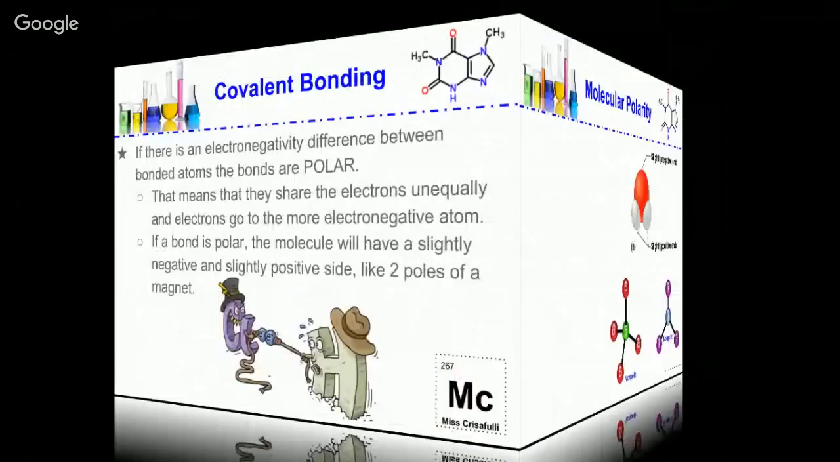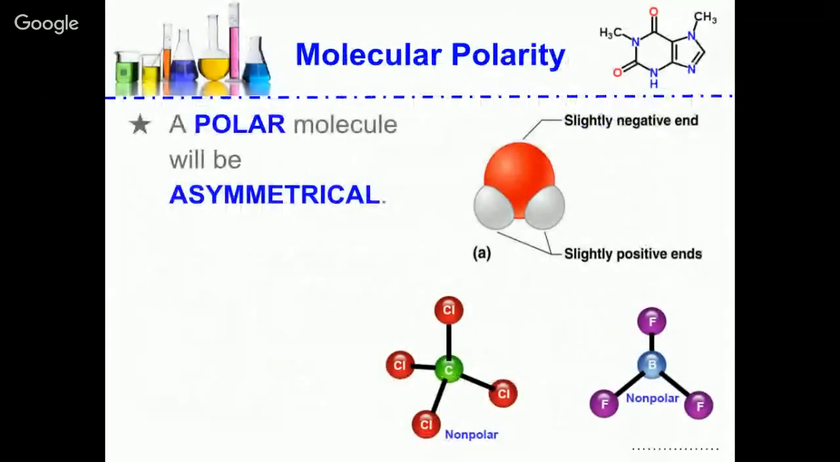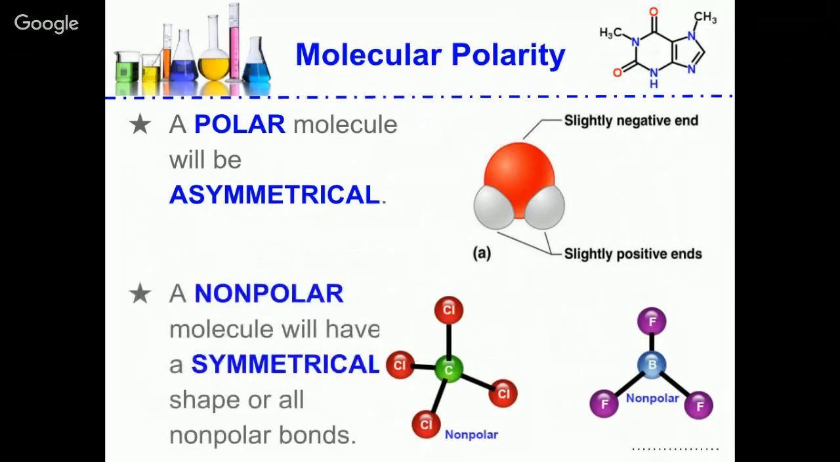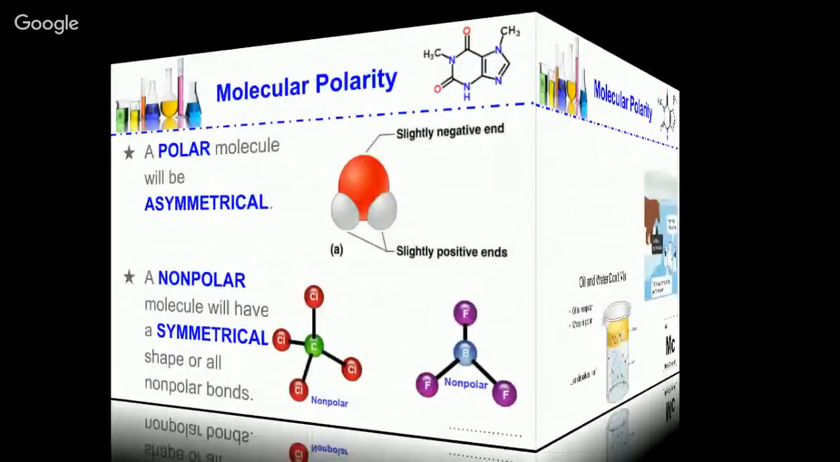So let's talk about molecular polarity. A polar molecule will be asymmetrical, and a nonpolar molecule will be symmetrical in shape and have all nonpolar bonds. So let's look at these two. The particle on the top in picture A is water. Water is asymmetrical. It has a slightly negative end and slightly positive ends, which make it polar. And then the two pictures on the bottom, the CCl4 and the BF3, are both nonpolar molecules because they're symmetrical, and the bonds that make up those molecules are also nonpolar bonds.